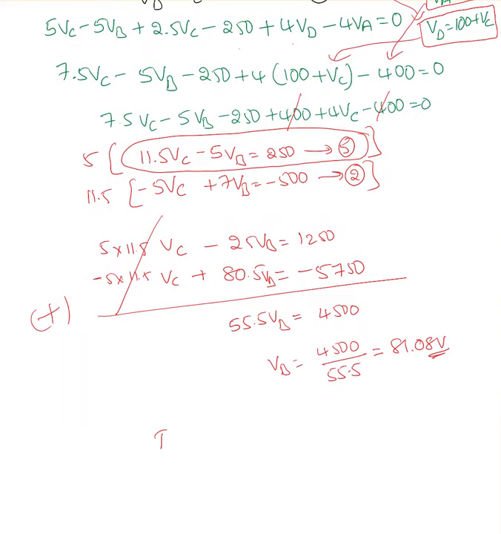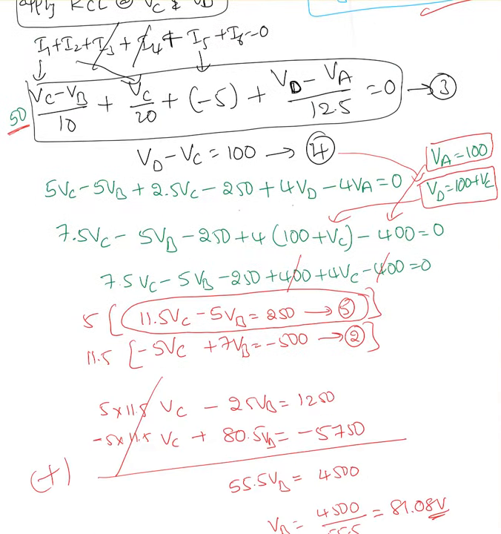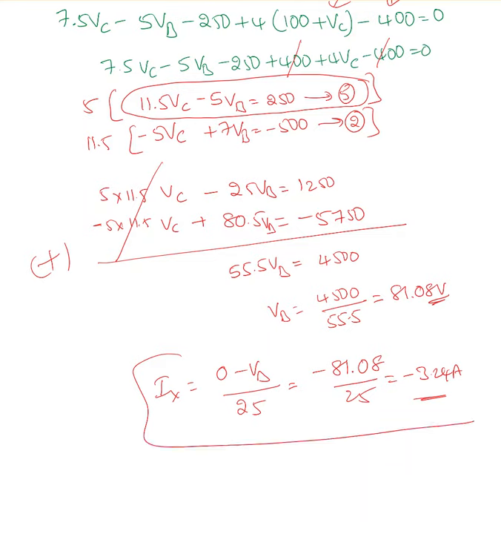Once I have VB, I can find Ix equals 0 minus VB over, what is that resistance there? That resistance is 25. So 0 minus VB over 25, so minus 81.08 over 25. Divided by 25, that value is minus 3.24 ampere. Okay, so we found the required quantity.